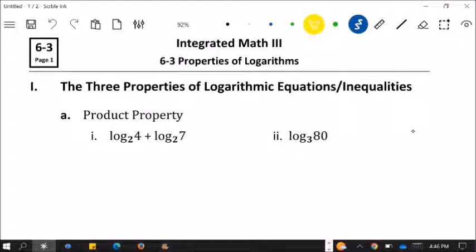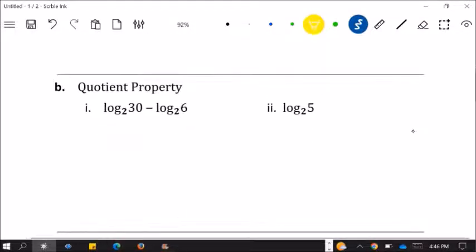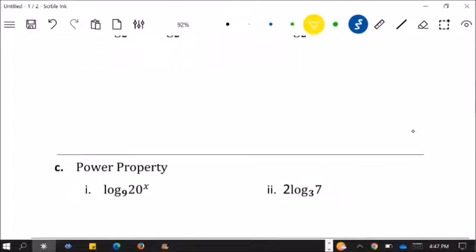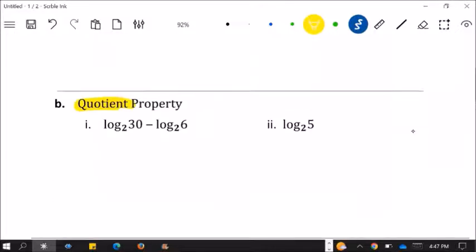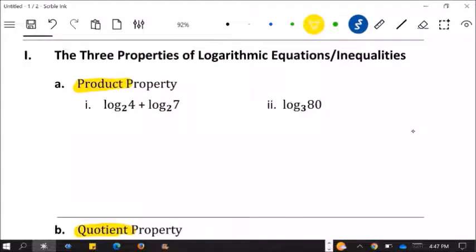Let's look at properties of logarithms. So here we are going to look at one called the product property. Then there's a quotient property. That makes sense, multiply and divide. But there's also a power property. And I'm going to show you how we use these. And then we're going to do them in some equations.